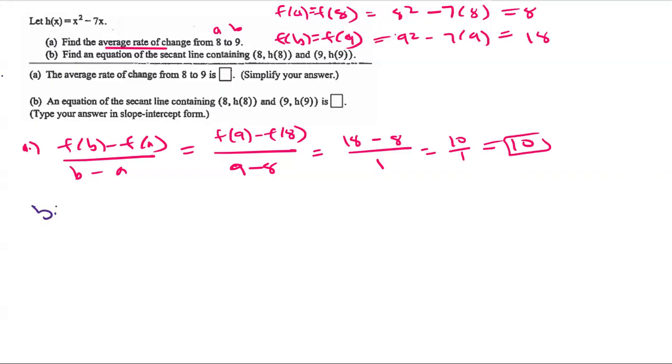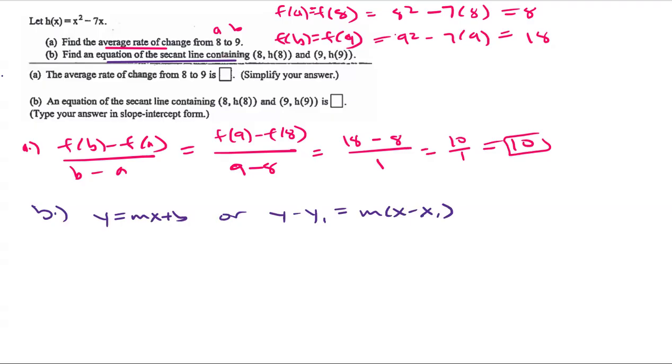Okay, so the next part is asking for the equation of the secant line. So we can use either y is equal to mx plus b, or we can use y minus y1 equals m times x minus x1. So my preference is the second one. It's just, for me, a lot easier. I just plug it in and I'm done.